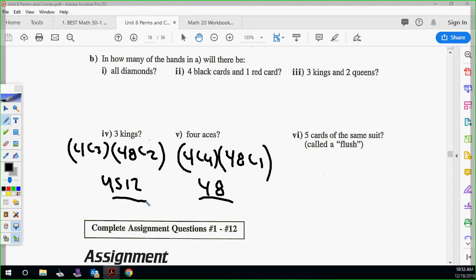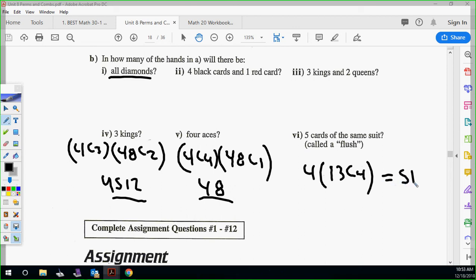Okay, and 5 cards of the same suit is called a flush. So we want all 5 cards to be the same suit. This would be essentially what we did here, except we don't care if it's diamonds, spades, or clubs. So it's this one we did, and then what? Times 4, because it can be either suit. We did it for diamonds, so we just multiply by 4 to get the total possibilities for all 4 suits.